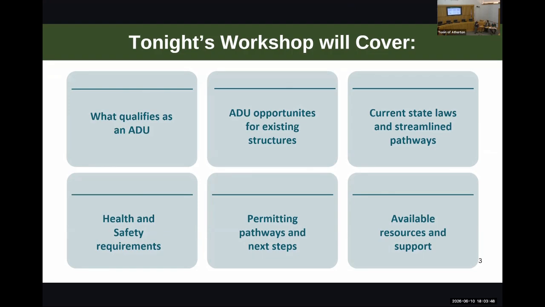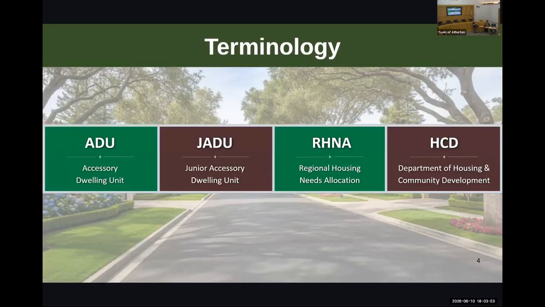So let me go through some terminology so we're all on the same page. So ADU, I'm sure all of you know this or you wouldn't be here, means accessory dwelling unit. We'll actually be talking about two kinds. One is attached to the residence and one is detached. The JADU, junior ADU, caps out at 500 square feet and it's inside the residence. It's contained within the walls of the residence.